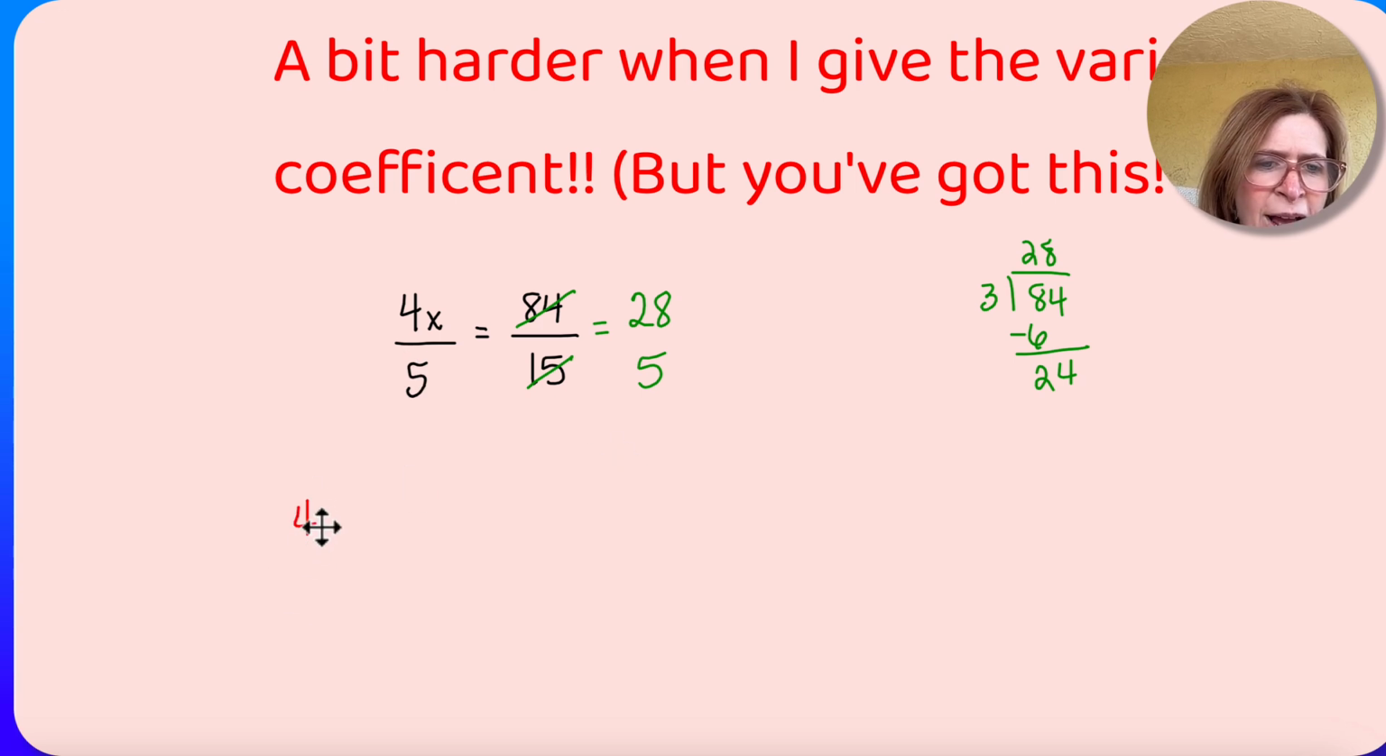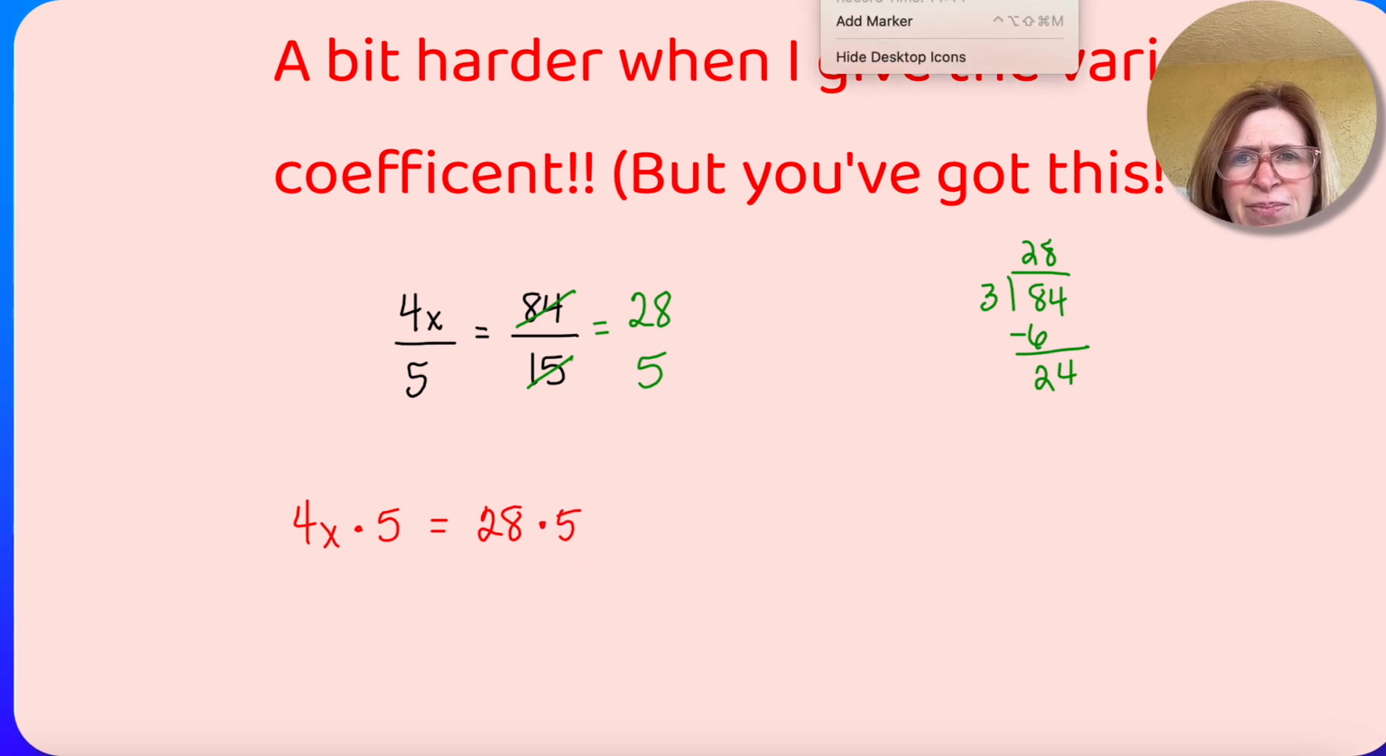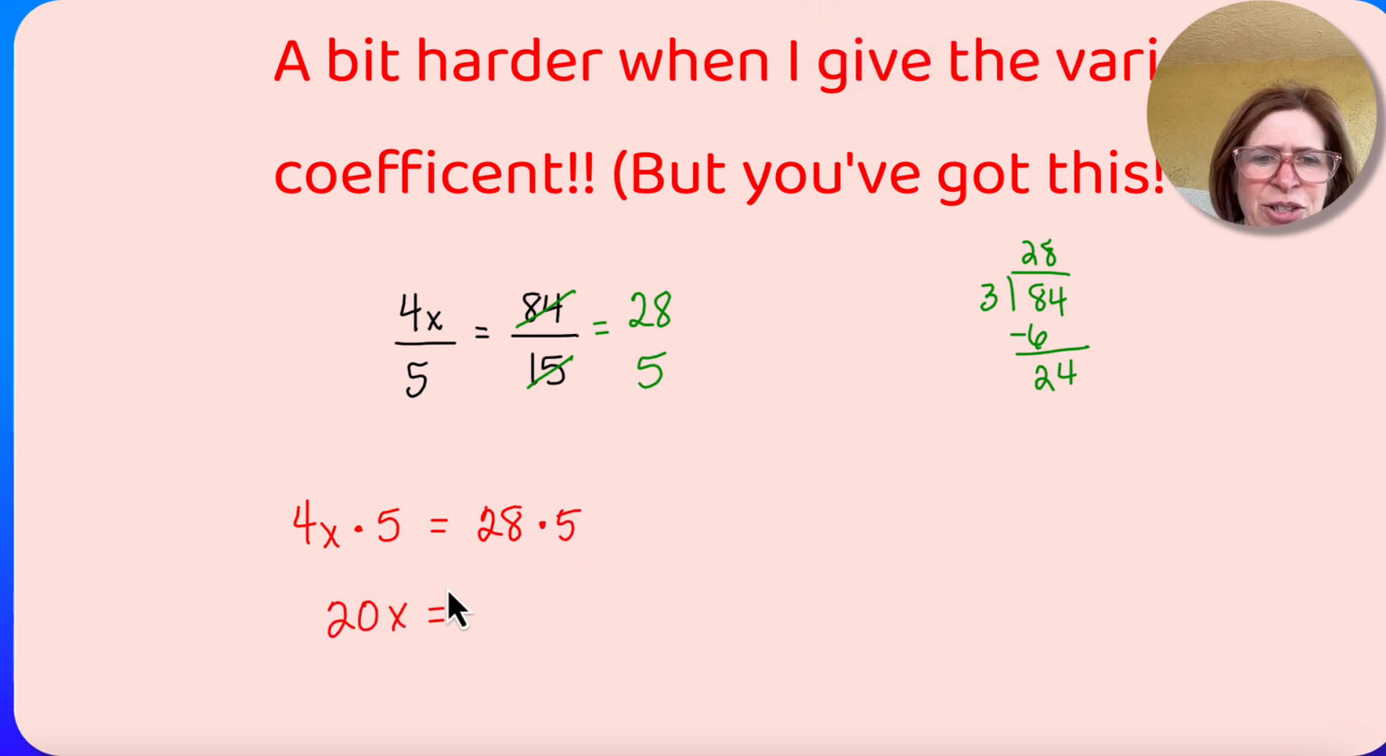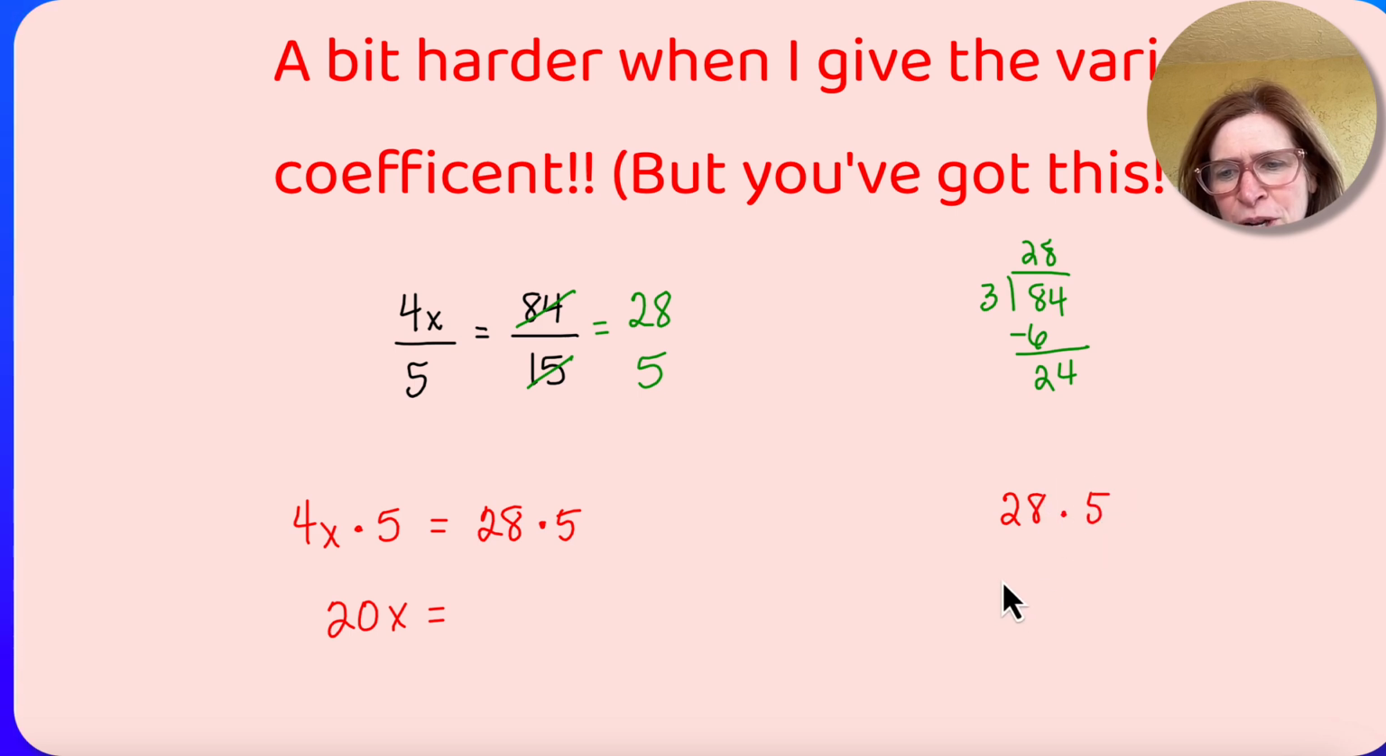So I've got 4x times 5 equals 28 times 5. So that's going to give me 20x equals 28 times 5. I'm going to do this the way that I showed you a little bit earlier, 28 times 5. I'm going to do 20 times 5, and I'm going to do 8 times 5, and then add them together.